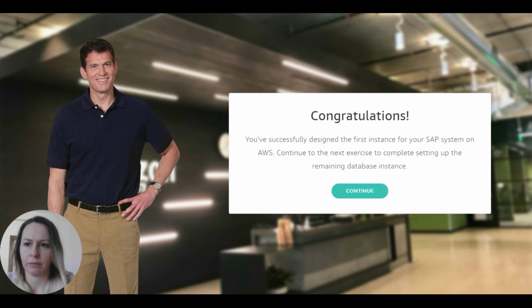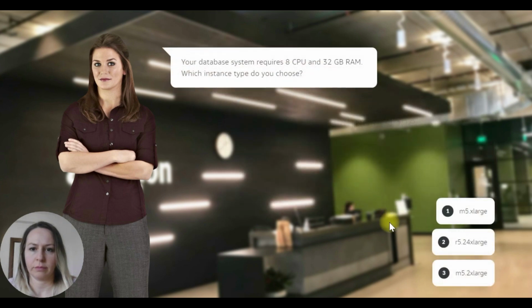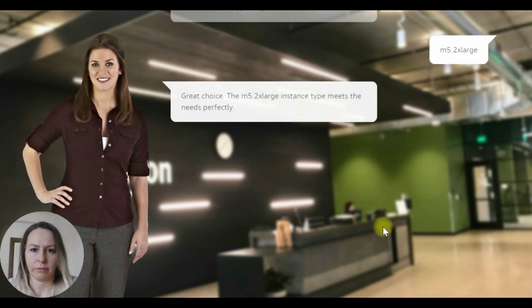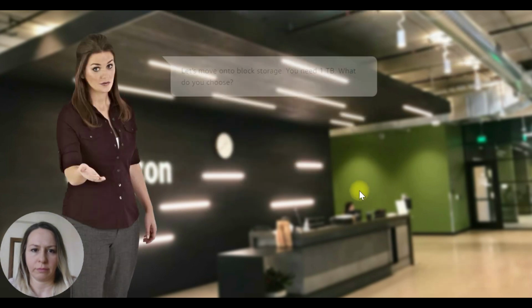We're almost done. You've done an excellent job designing the 2 ERP application servers for SAP. Now, let's take a look at the database server. Your database system requires 8 CPU and 32 GB RAM. Which instance type do you choose? Great choice. The M5.2xlarge instance type meets the needs perfectly.